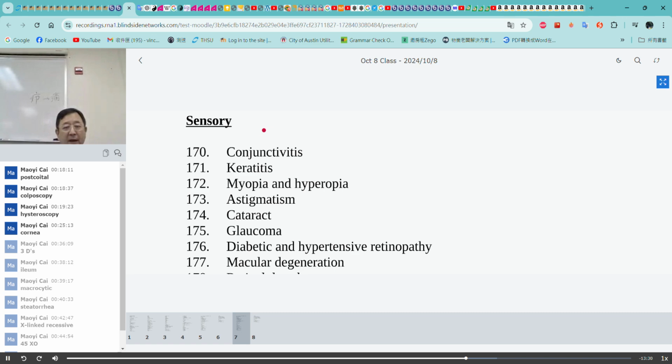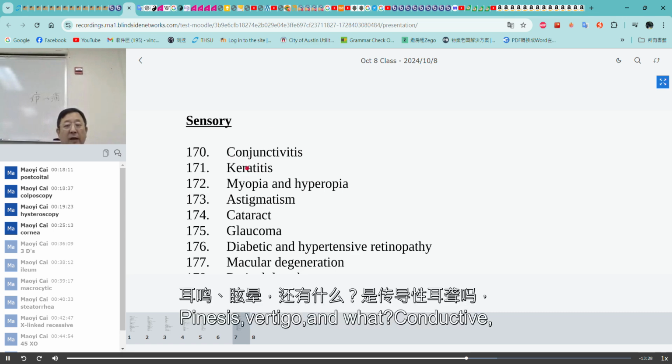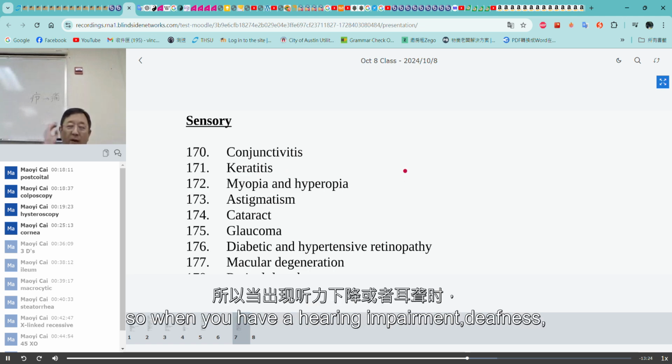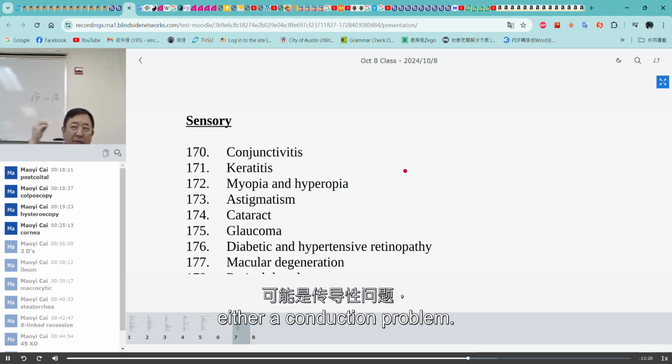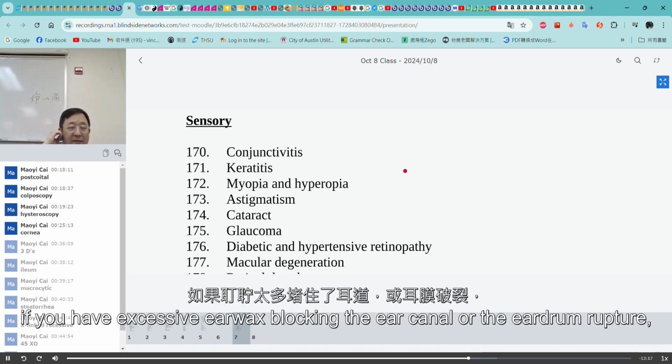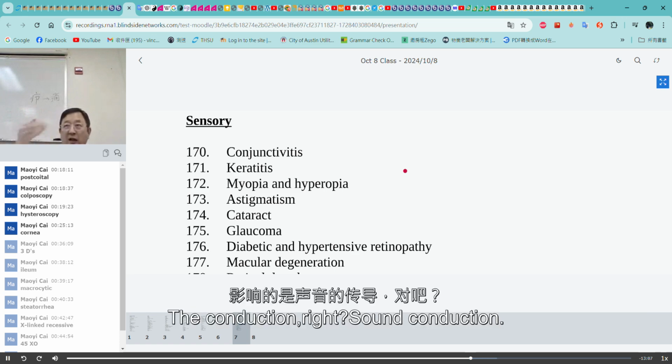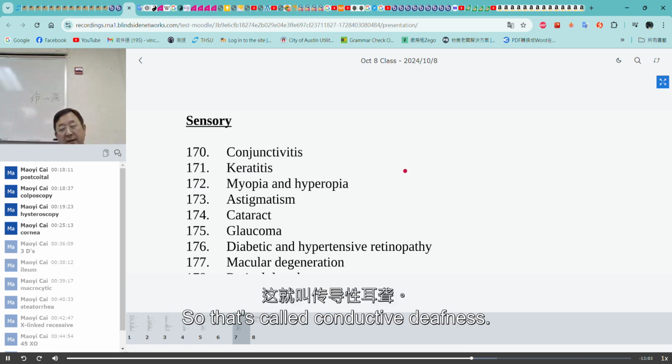Tinnitus, vertigo, and what? Conductive sensory neural deafness. So when you have a hearing impairment, deafness, it is either a conduction problem, for example, if you have excessive earwax blocking the ear canal, or eardrum rupture, or ear bone fracture, well, that's going to affect the what? The conduction, right? Sound conduction. So that's called conductive deafness.